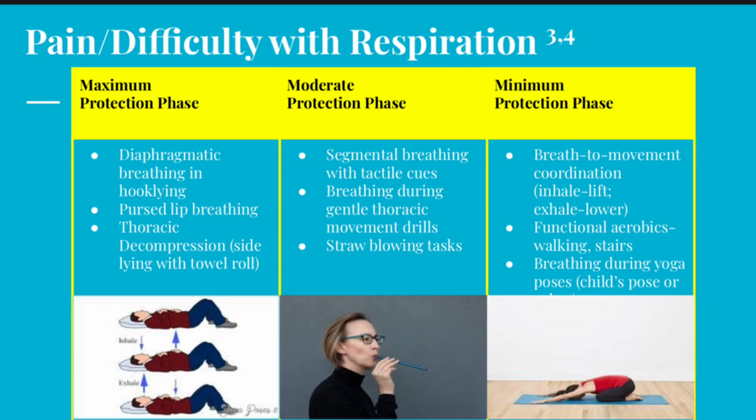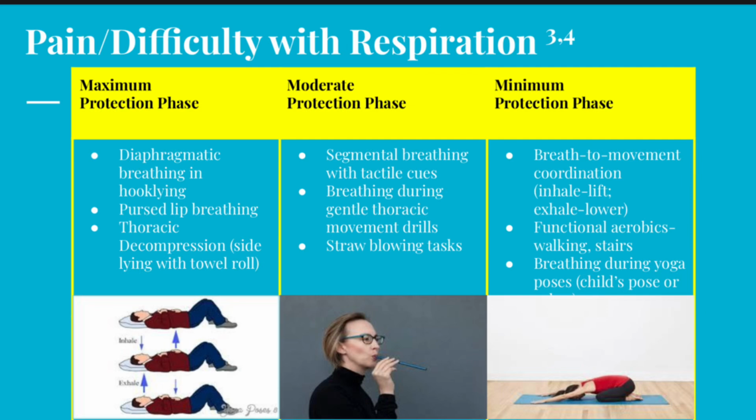Then next for the moderate protection phase, we're going to advance to more active and segmental breathing strategies. So for this, we can start with segmental breathing with tactile cues. And so this will just help the patient learn how to expand specific regions of the ribs. We also have breathing during gentle thoracic movement drills. So this would improve coordination of rib motion with spinal mobility.